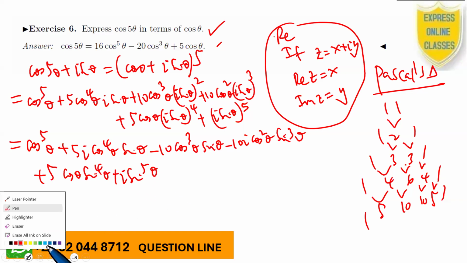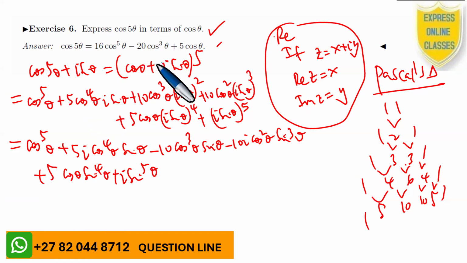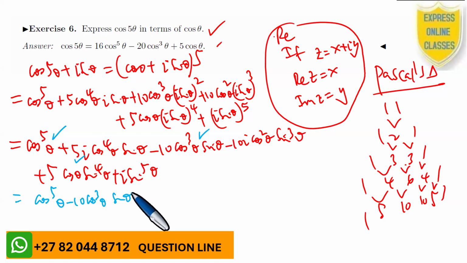So now at this point, you just expand this and multiply to the power 5, but it's easier to use the binomial theorem, where the powers increase in this order. So now you have real, no i, there's i, no i, no i, which means cosine to the power 5 of theta, minus 10 cosine cubed of theta sine theta, which means plus 5 cosine theta sine to the power 4 of theta.